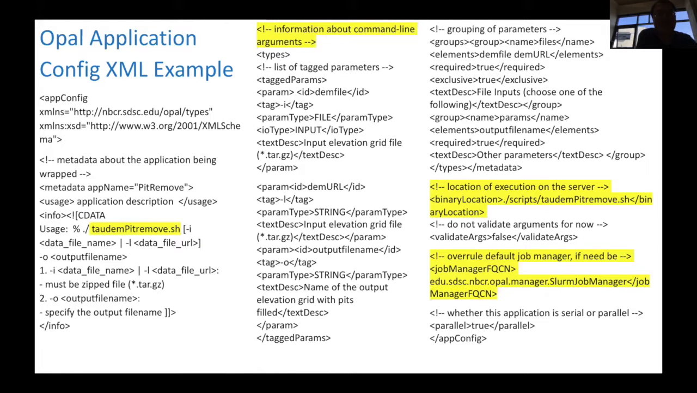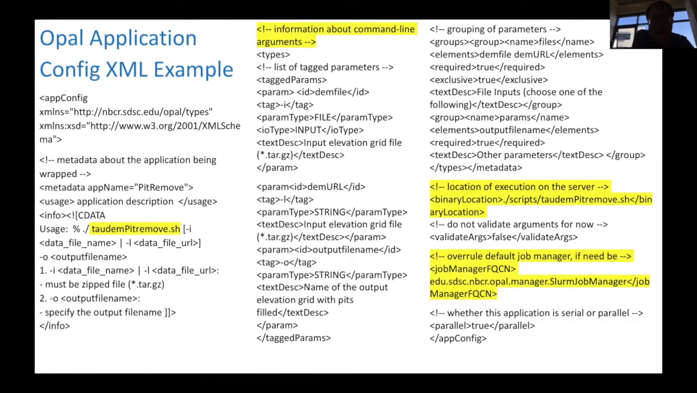Okay. This is one of the Opal application configuration XML examples. Opal defines application metadata. First, the left side column defines application info, such as usage and application information. In the middle, it usually defines information about the command line arguments.